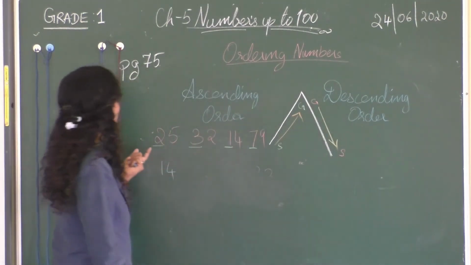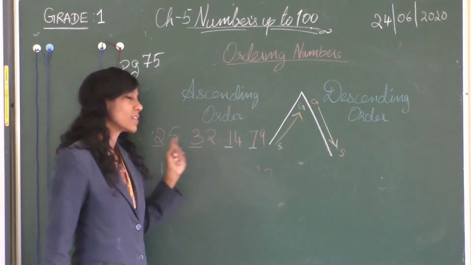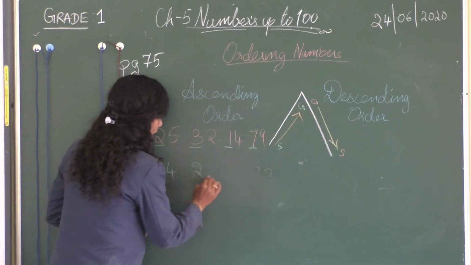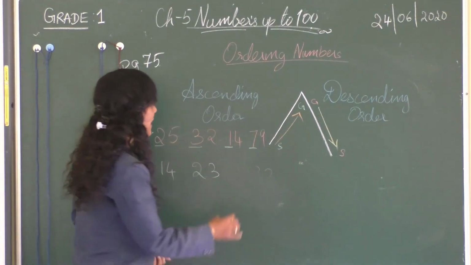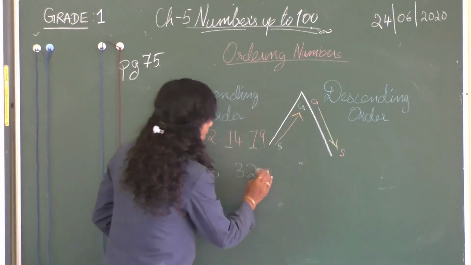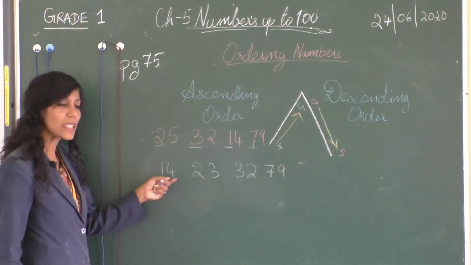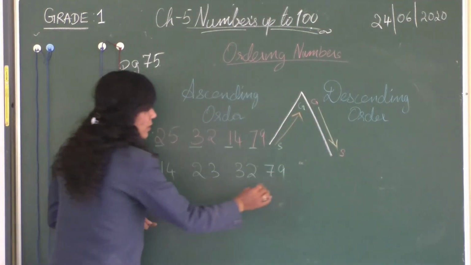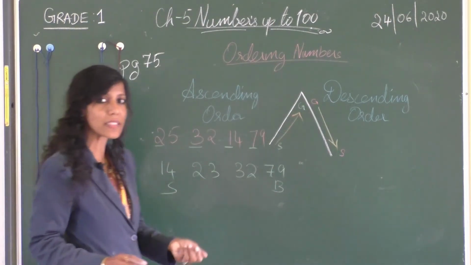Next one. 2, 3, 7. Which is small? 2. Great. Next, fast, fast. 3 or 7. Which is small? 3. So 32. Next, the number left out is 79. So order formed here, ascending from small to the biggest. So you understand the concept of ascending order, right?